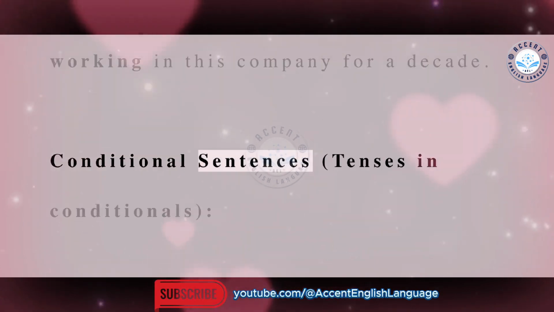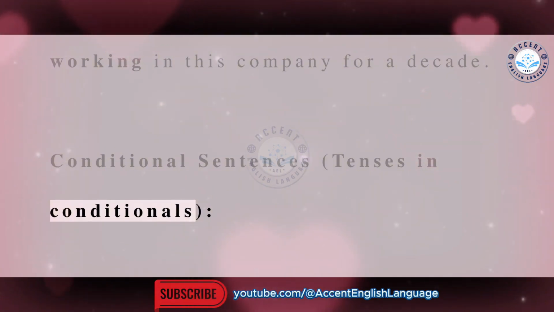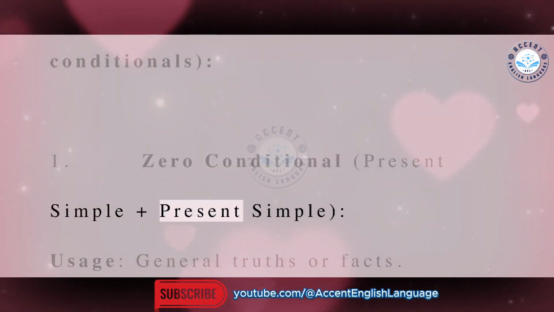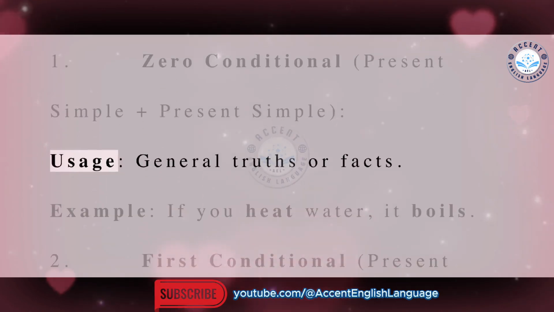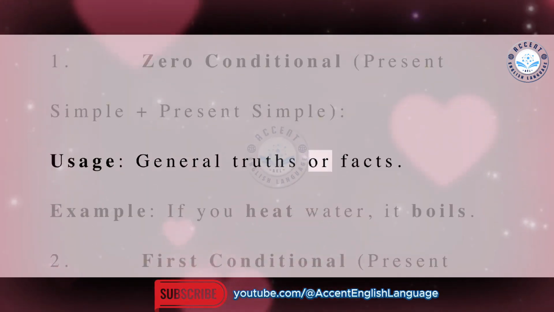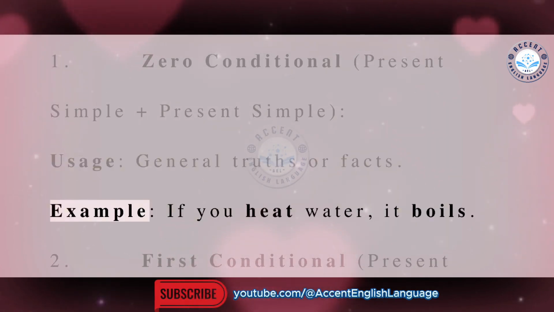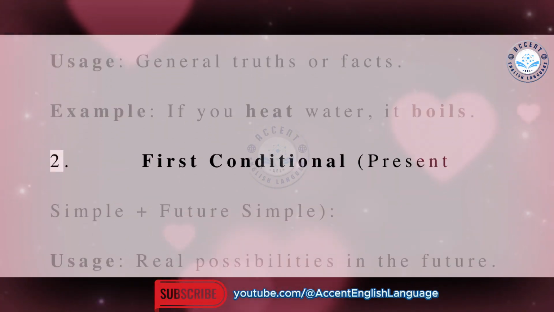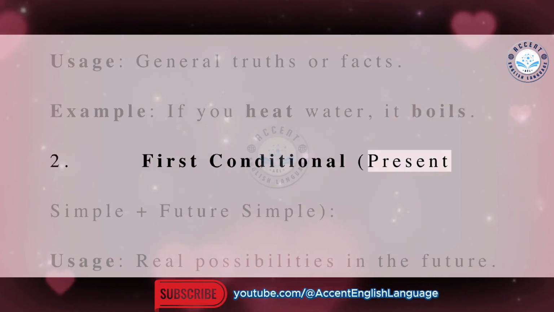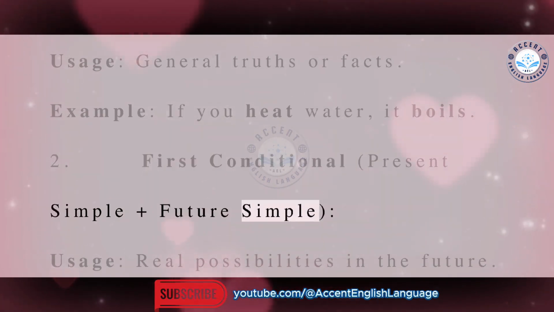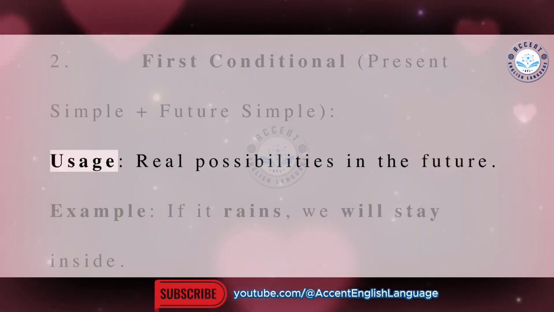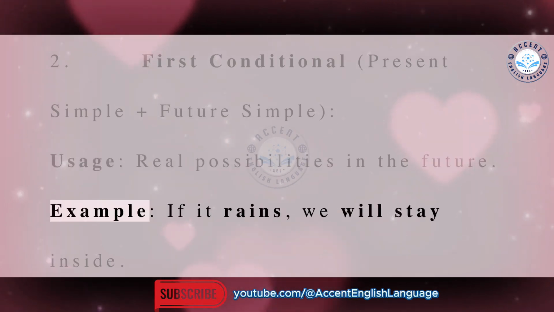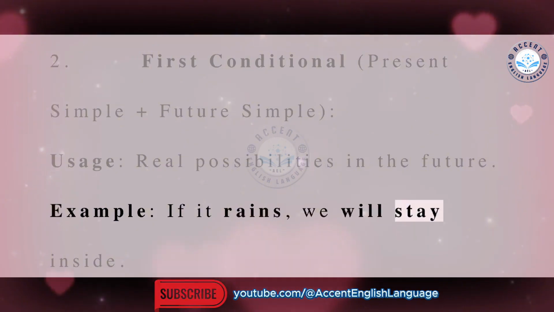Conditional sentences, tenses in conditionals. 1. Zero conditional: present simple plus present simple. Usage: general truths or facts. Example: If you heat water, it boils. 2. First conditional: present simple plus future simple. Usage: real possibilities in the future. Example: If it rains, we will stay inside.